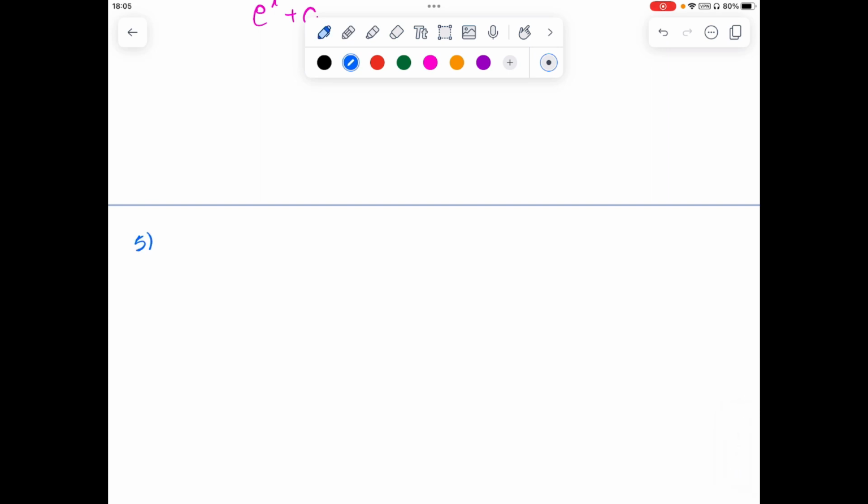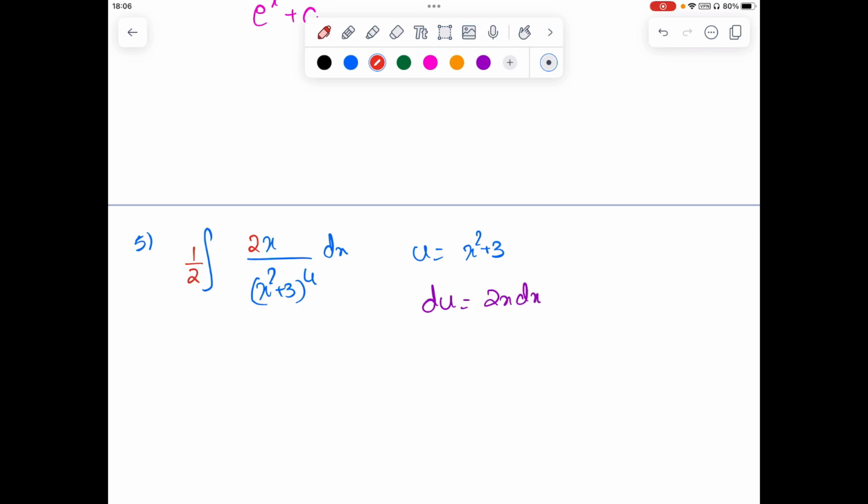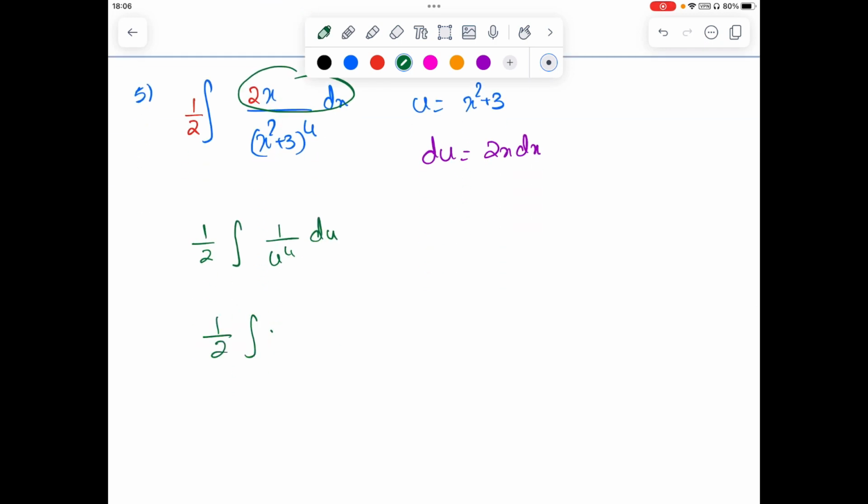Question number 5. Integral of x upon (x square plus 3) whole to the power of 4 dx. And the substitution is u equals x square plus 3. So du equals the derivative of x square, which is 2x dx. So what is missing? 2 is missing. Multiply and divide by 2. So we can clearly see that 2x dx is du, and 1 upon 2 times 1 upon u power 4 du. So it becomes 1 upon 2 u power negative 4 du.